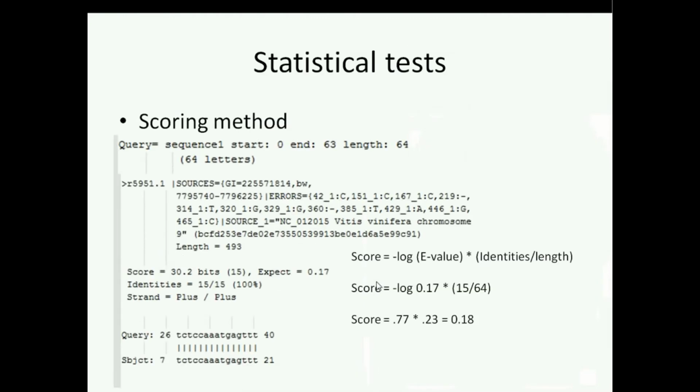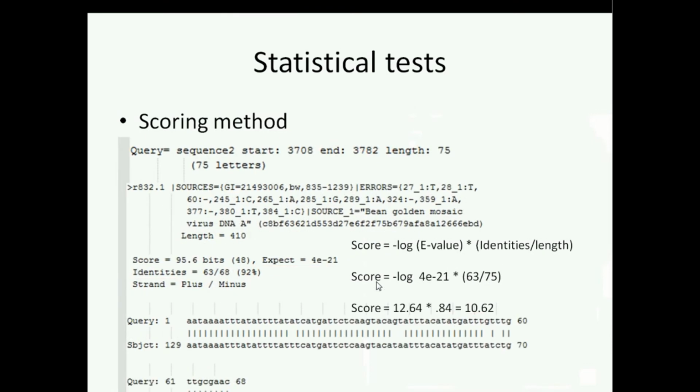So how do you go about scoring these E-probes? Like I said, in BLAST, I'm sure everyone's familiar with BLAST. This is a BLAST output. Our scoring system is the negative log of the E-value times the number of identities over the length of the probe itself. So in this situation, you have an E-value of 0.17. Length of the E-probe is 64, and the number of identities is 15. So in general, this is not a very good hit. If you looked at a BLAST of this, you would say that this isn't significant in the least. And our score then is 0.18.